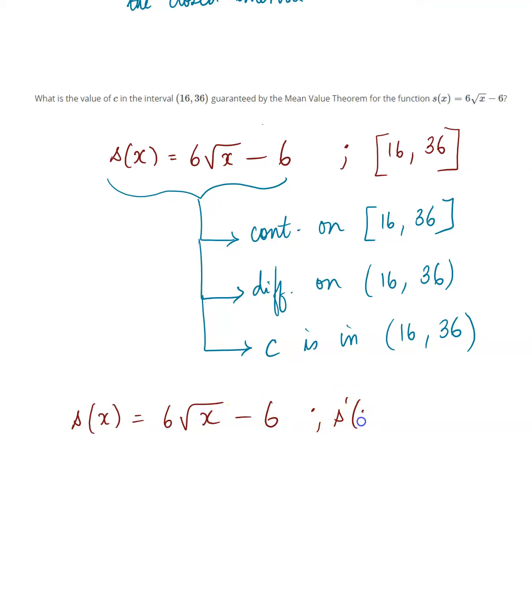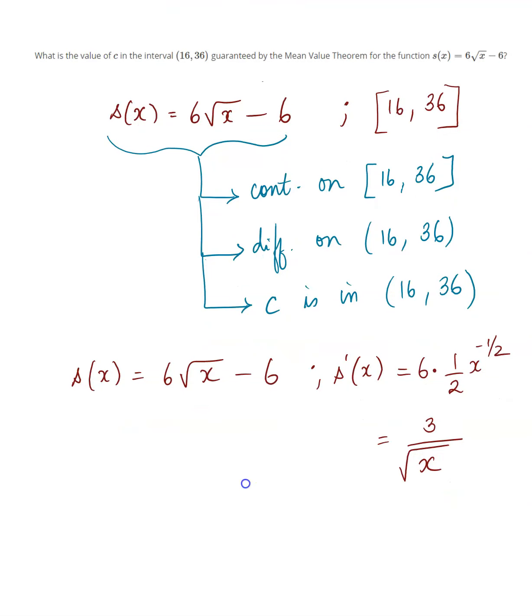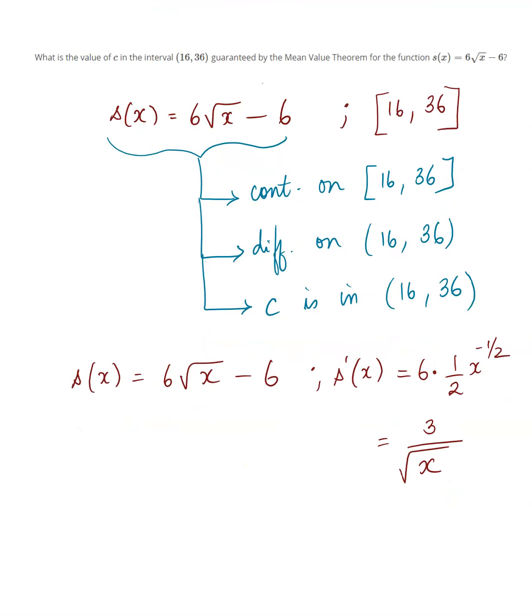And s prime of x. It's 6 x power half, right? So 6 times half x power negative half. That's the derivative that you get, which is 3 over square root of x. Again, I've skipped a step or two so that you'll have the chance to work it out yourself. So that's your function and the derivative.